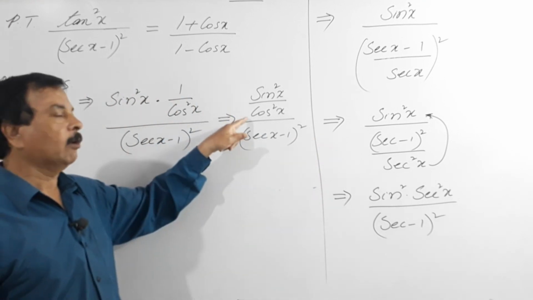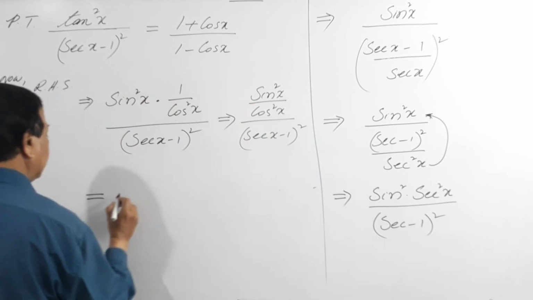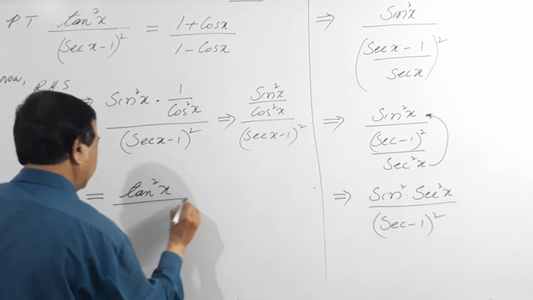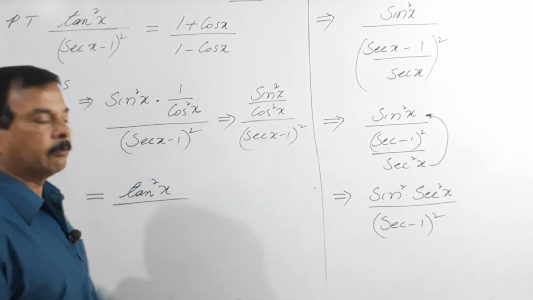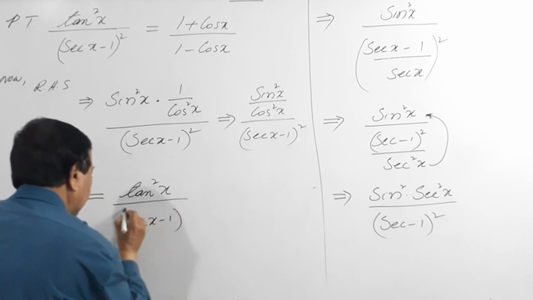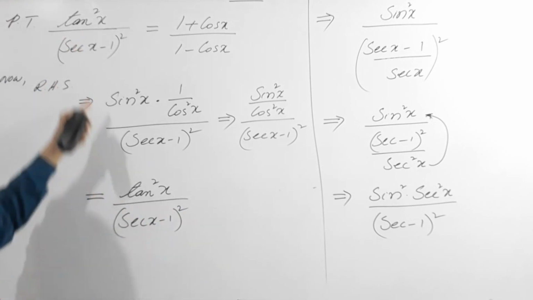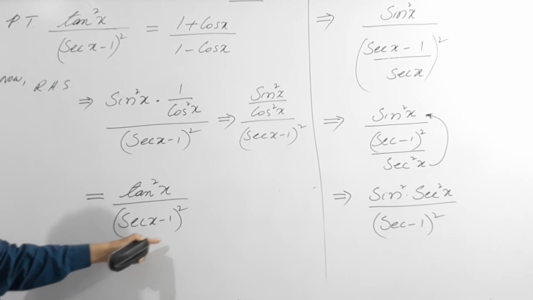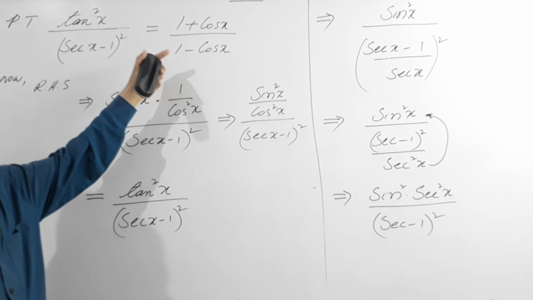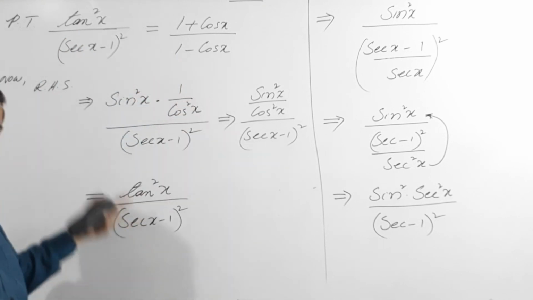What is sin square by cos square? Nothing but tan square x. That is equals to tan square x divided by secant x minus 1 the whole square. What did we need? Tan square x divided by secant x minus 1 the whole square. So we started from the right hand side, and we are finishing with the left hand side.